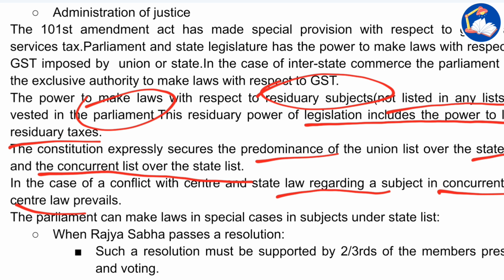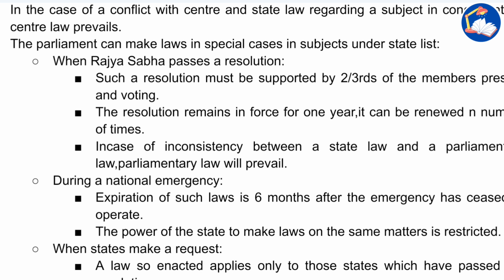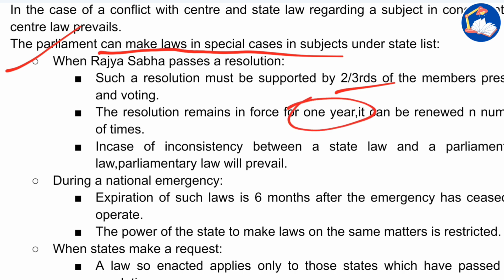The Parliament can make laws in special cases on subjects under the state list. What are the cases in which Parliament can make laws on things that are listed in the state list? First one, when the Rajya Sabha passes a resolution. Such a resolution must be supported by a special majority, that is, 2/3 of the members present and voting. The resolution remains in force for how much time? For 1 year. It can be renewed any number of times.